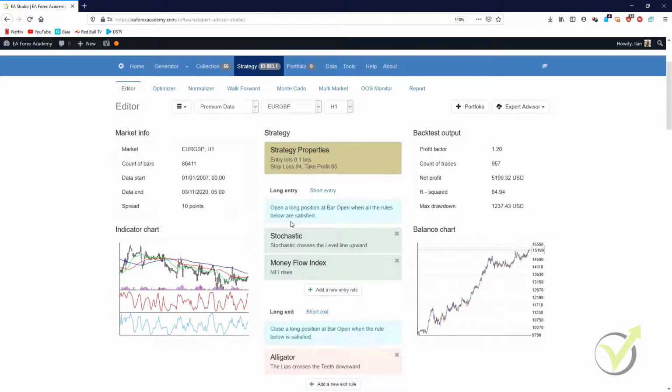Now, if you remember from a few videos ago, where we discussed different strategies, what you can see on this one, for example, is that we have a very different one to the one that we discussed in the last video. And in this one, our entry, we have the stochastic and we have the money flow index with their own parameters. And on our exit, we have the alligator.